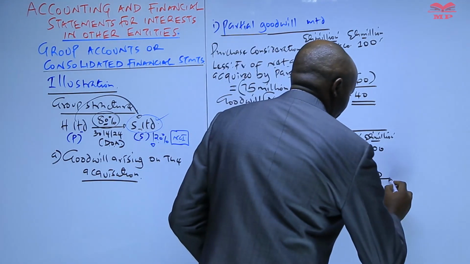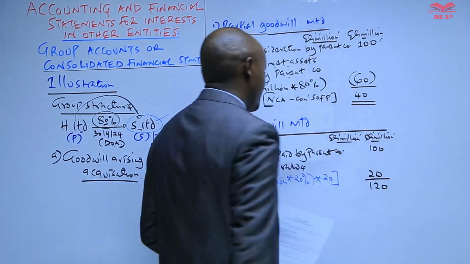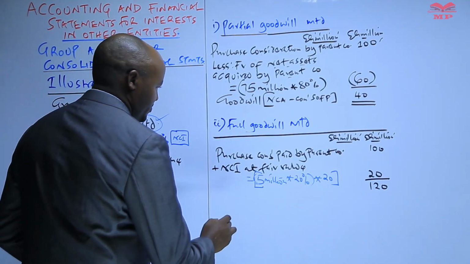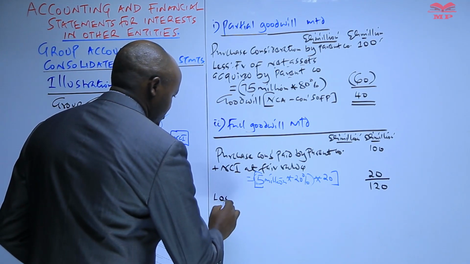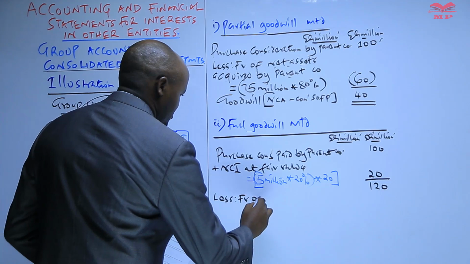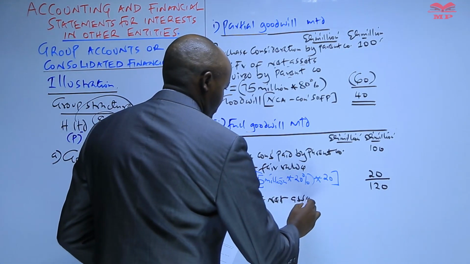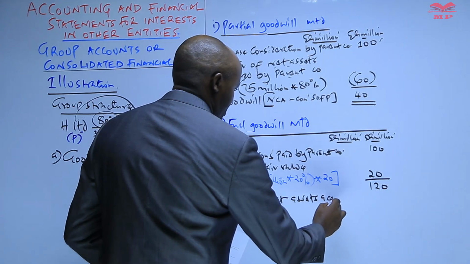So we add these two figures, which gives us 120, and then to this, what do we do? To this we deduct the fair value of net assets acquired.